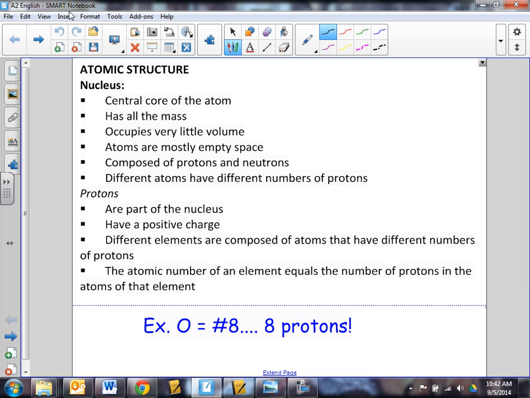The first thing we're going to focus on is the nucleus of the atom. And you might recall from yesterday, the nucleus is the small part in the center of the atom. So the nucleus is the central core of the atom. The second point says that the nucleus has all the mass.